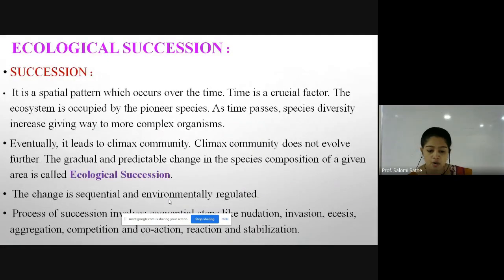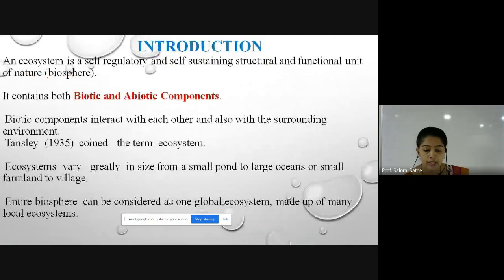In this lecture, let us review the introduction. What is an ecosystem? An ecosystem is a self-regulatory and self-sustaining structural and functional unit of nature. They contain both biotic and abiotic components. Tansley in 1935 coined the term ecosystem. They greatly vary in size from a small pond to a large ocean, or a small farmland to a village.